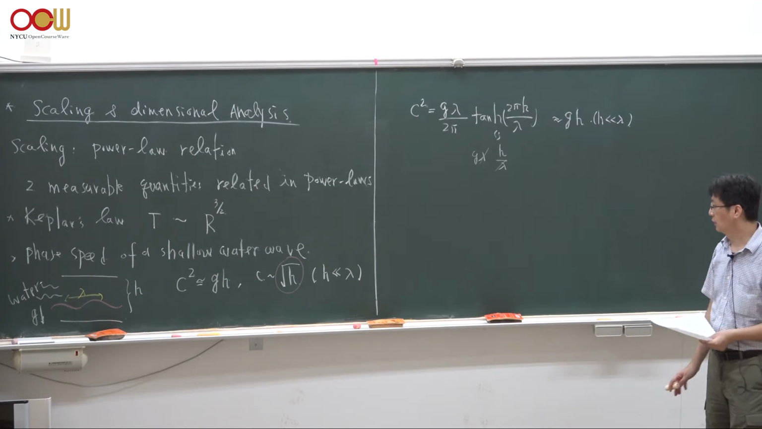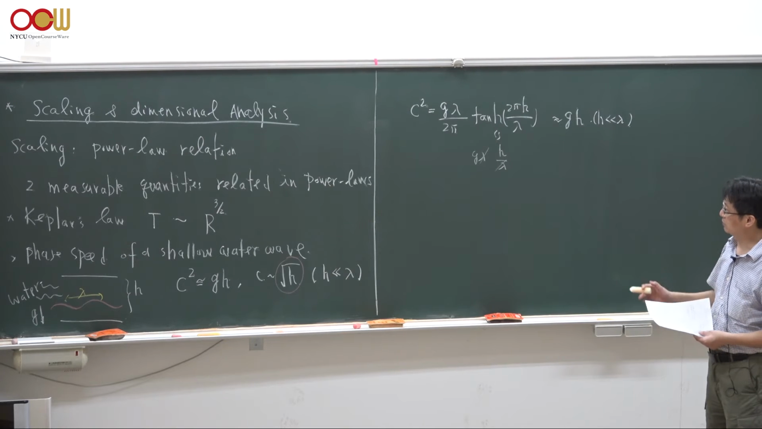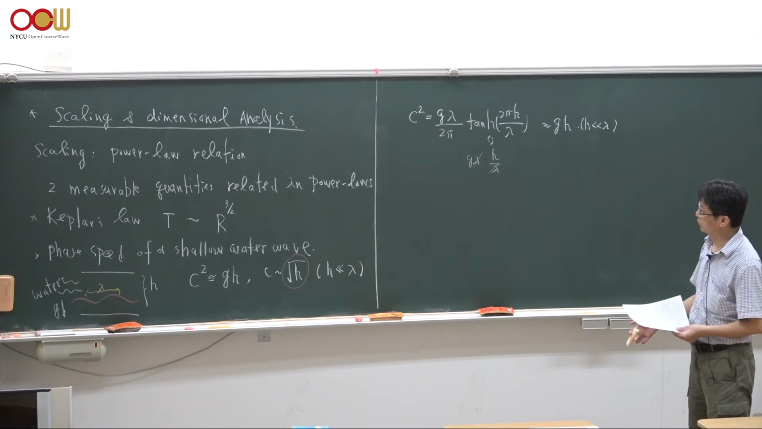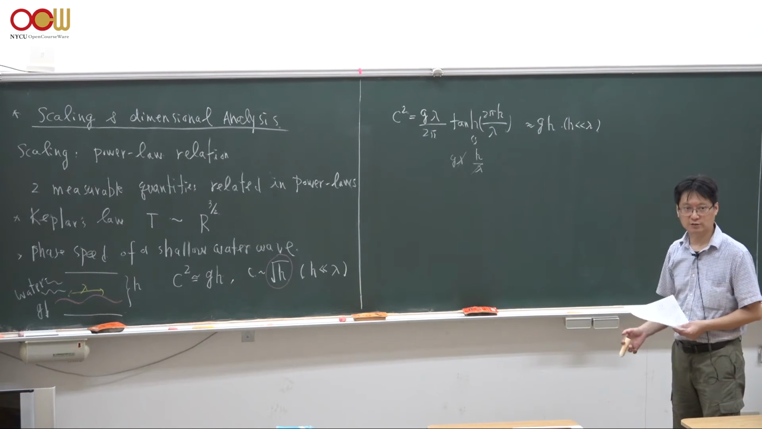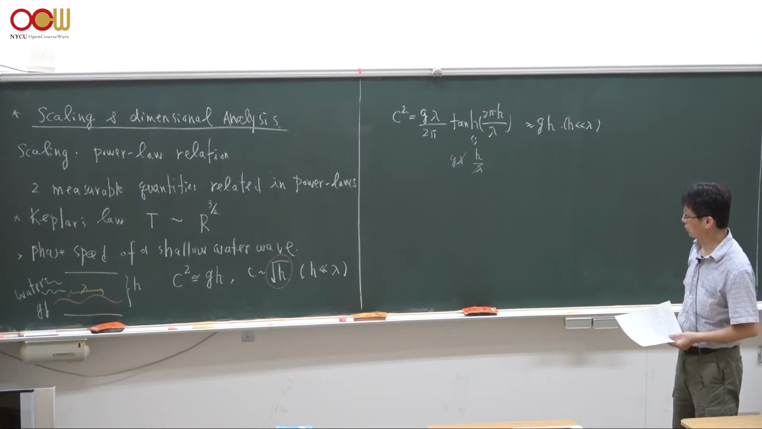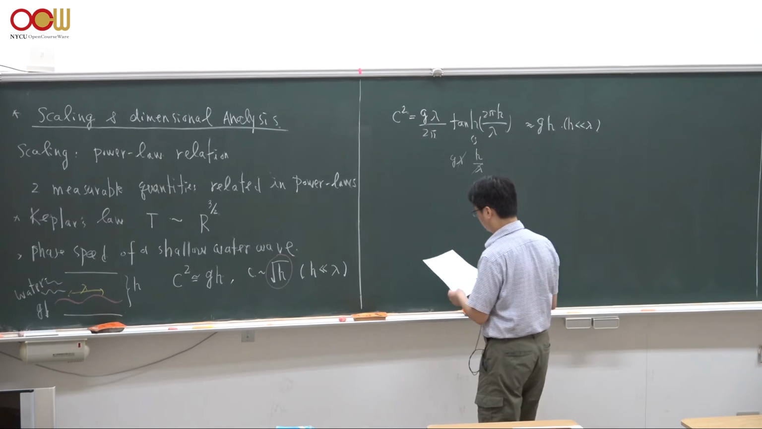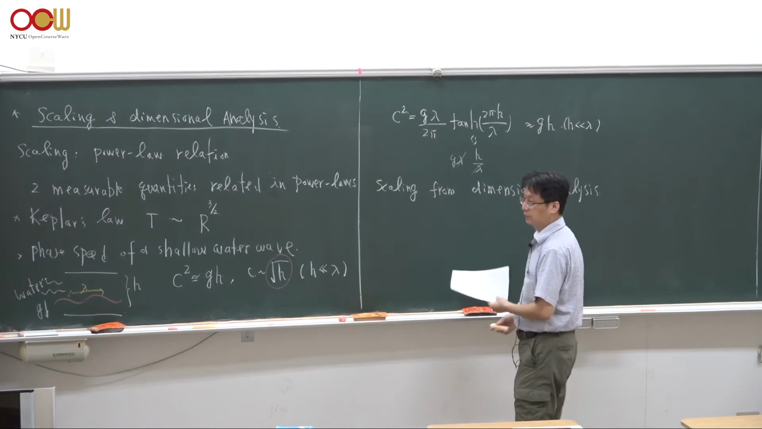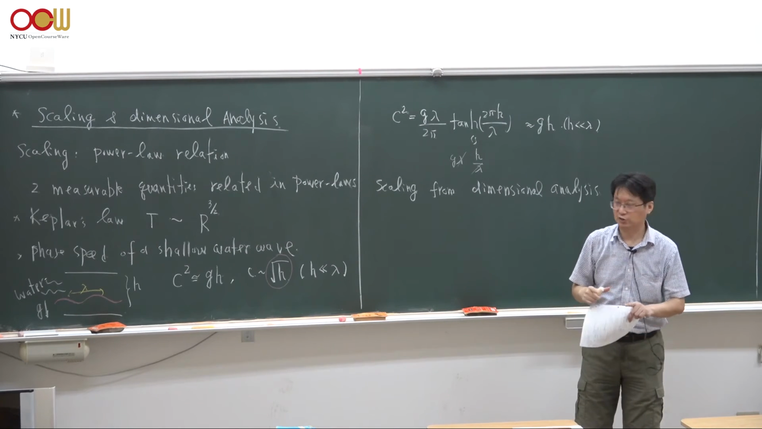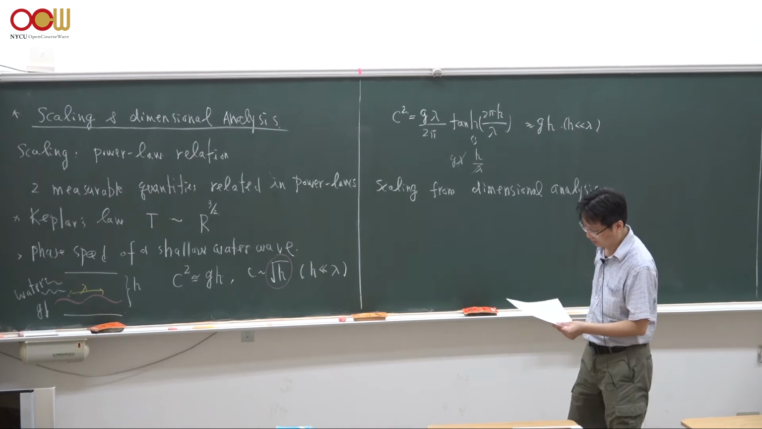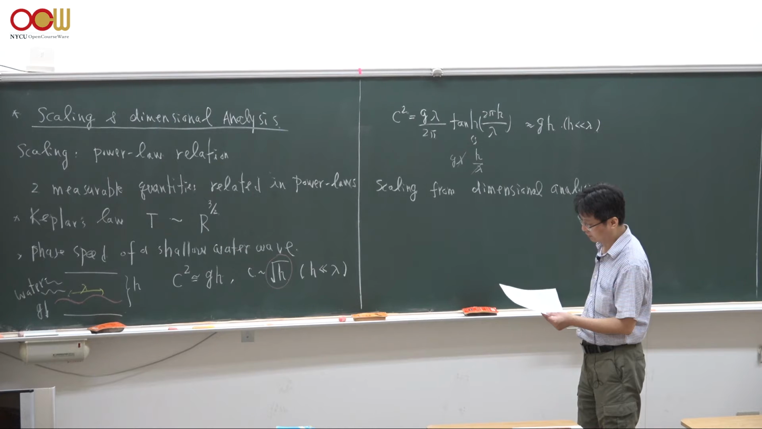But the question is, can we get to the same scaling relations or power law behaviors just by doing dimensional analysis? Meaning, can we get the same square root behavior by counting the scaling dimensions? In other words, can we just simply count the dimensions of all these physical variables, the phase speed, the density, the gravitational constant g, and so on?